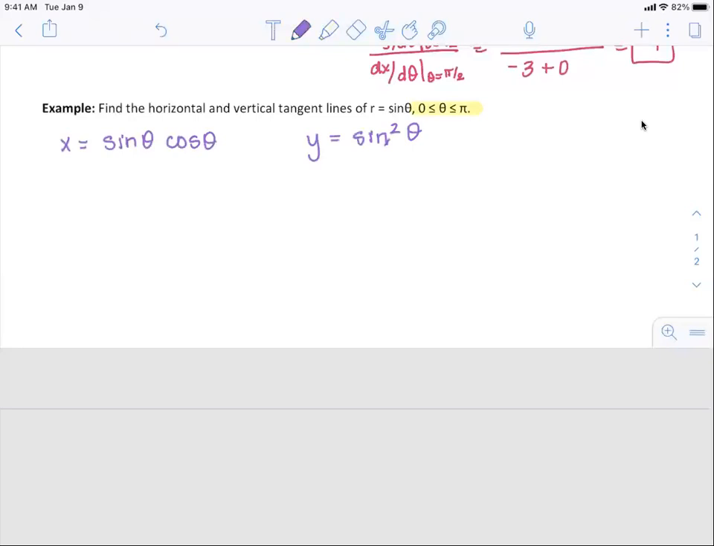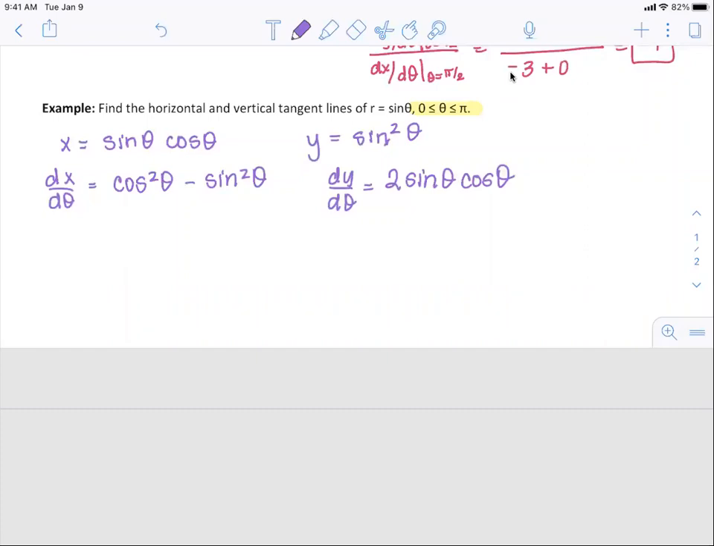Okay, go ahead and do your derivatives here. Now, we don't actually need dy dx. We just need dx d theta and dy d theta so that we can set them equal to 0. So pause your video and see if you can take those derivatives, and then we're going to set them equal to 0. Okay, these are the derivatives that you should have.